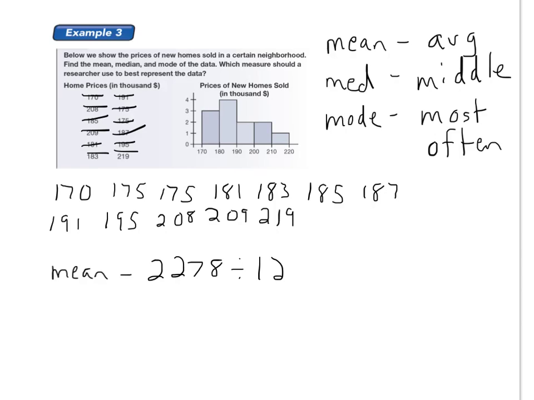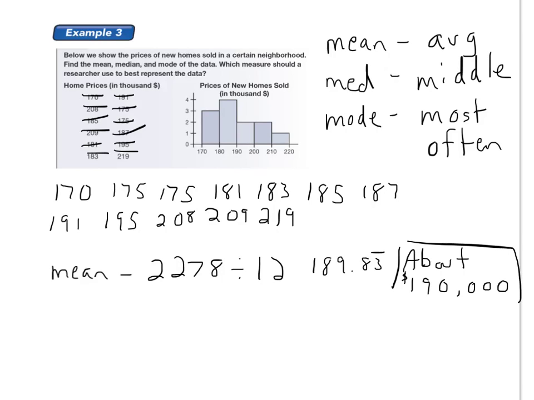If it tells you to round to the nearest tenth or something like that, then you need to make sure you pay attention to that. But if it doesn't tell you, I'm going to just round this. So again, I got 189.83 repeating. So I'm just going to say that's about 190. And now remember, this was in thousands of dollars. So I need to put $190,000. So that's the average home price. Okay, if I add them all up and divide by how many there are.